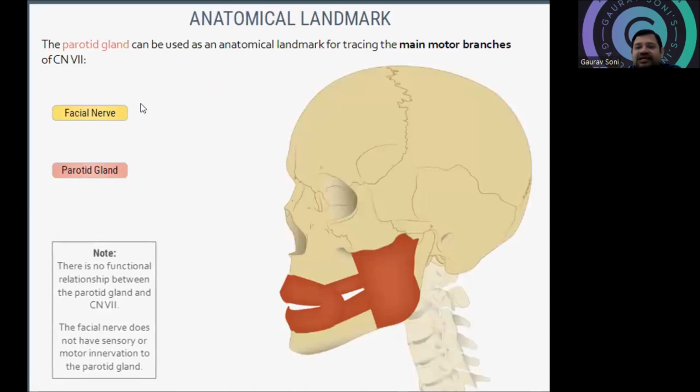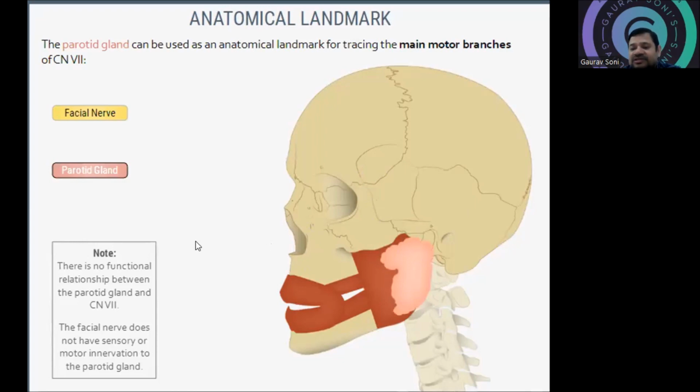Now, what are the anatomical landmarks? The anatomical landmark is very simple to identify. That is the parotid gland for the main motor branches. So you can see the facial nerve, it will branch like this through the parotid gland. This is the parotid gland just on the side of your ear, the external ear.